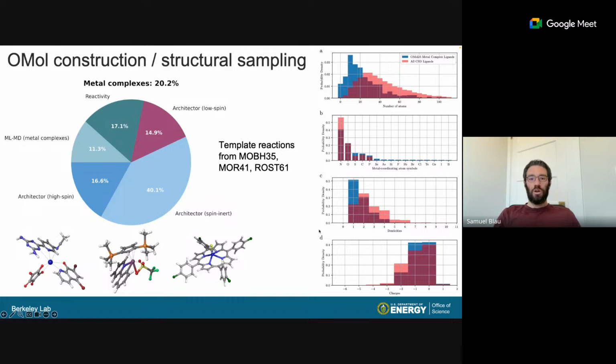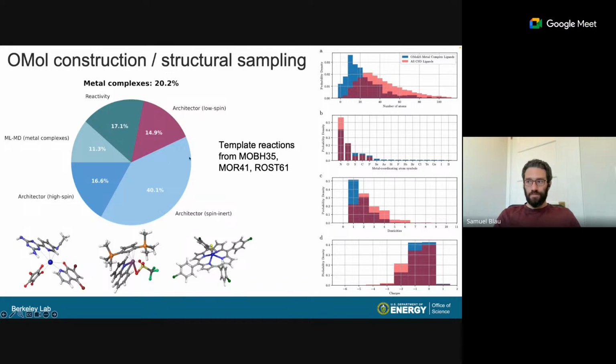And then finally, we took template reactions from 3 data sets where people had established well-known or classic metal complex reactions. Here are these MOBH35, MOR41, and ROST61. So this will give you about 135 metal complex reactions. And we then swapped out metals in them, and we swapped out ligands in them to generate hundreds of thousands of metal complex reactions.